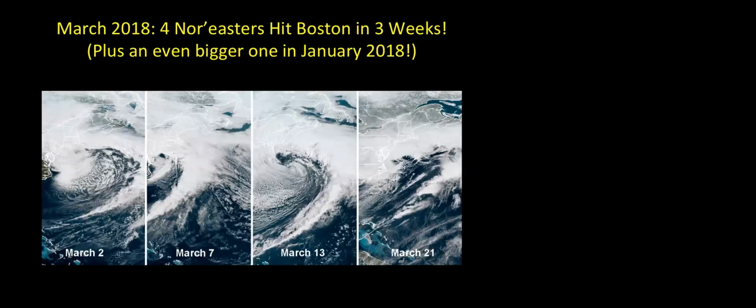One of the things I really want to dig into more are these big nor'easter storms I mentioned. So here are 4 nice examples. Just this past March in 2018, we had 4 of these really big storms hit Boston in just a 3-week period: March 2nd, 7th, 13th, and 21st. It's very, very unusual to have that many storms in such rapid succession, but they were all associated with really big waves in the jet stream. And that was after an even bigger one that had just happened a couple months earlier in January 2018.